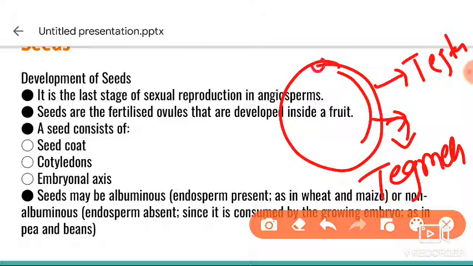And here the micropylar end is slightly open, because in the micropylar region these integuments are not covered. You can see here, this is the opening of the micropyle, and here there is the presence of testa and then tegmen in the seed. This is about the seed coats.